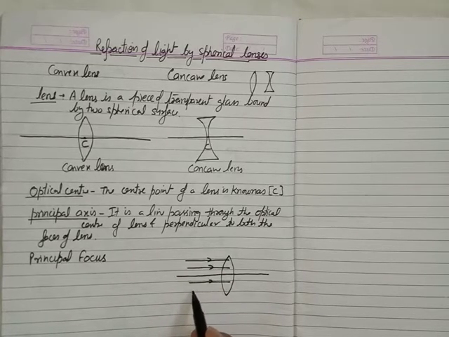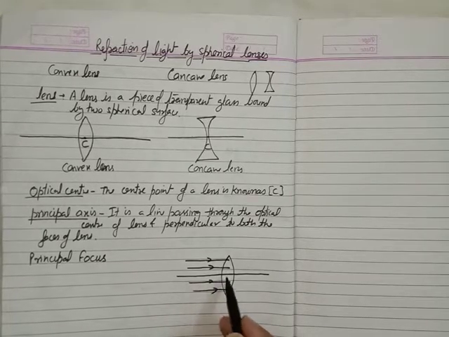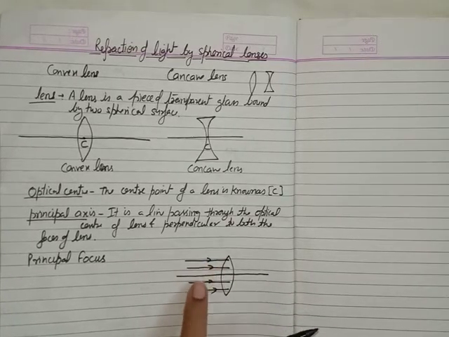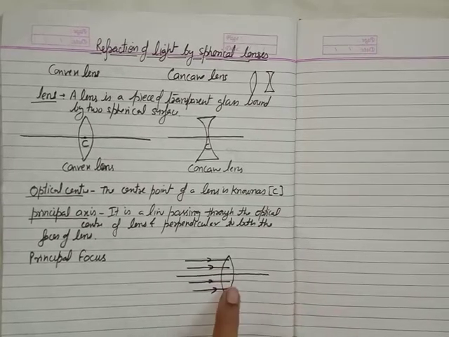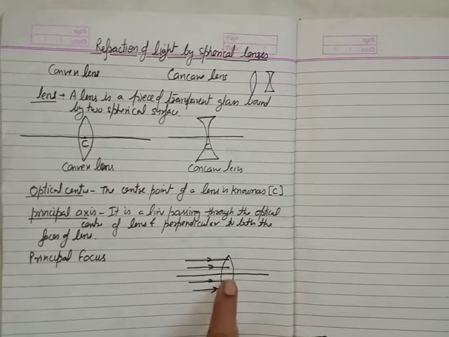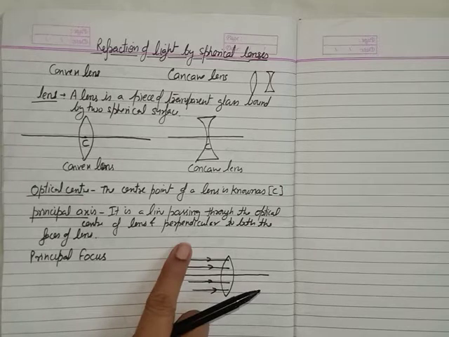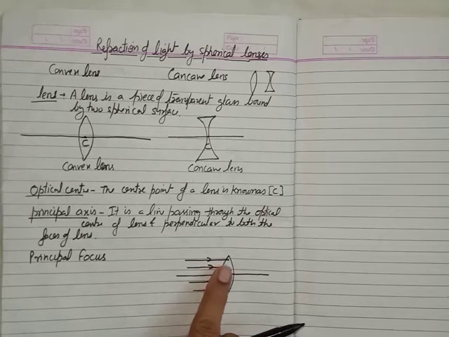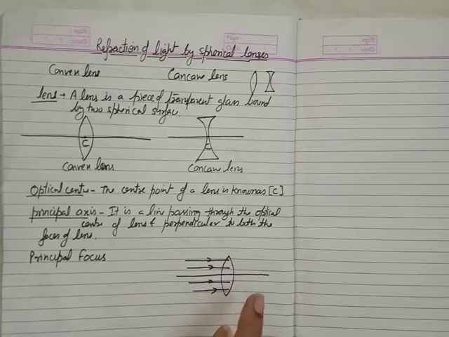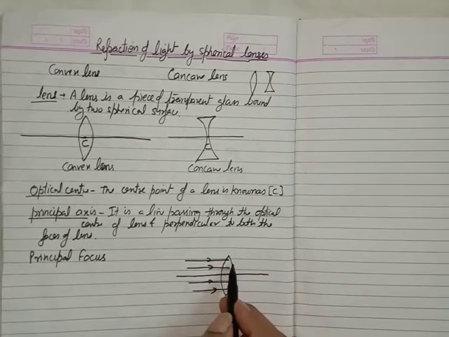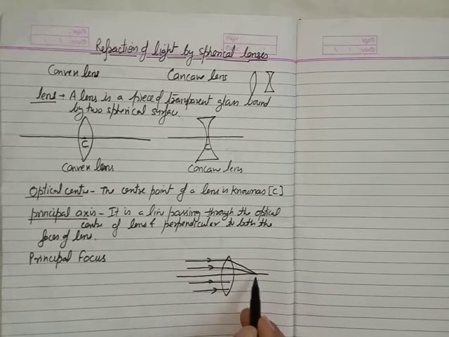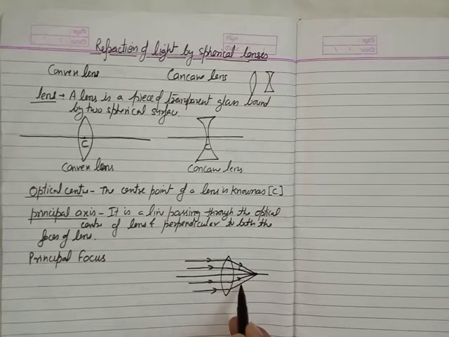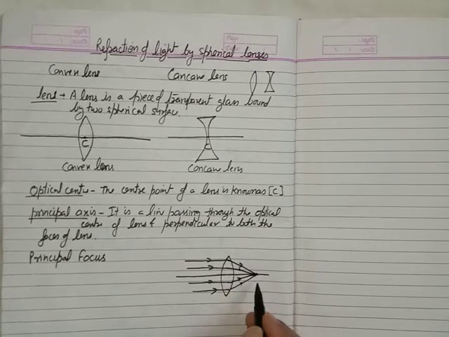What is our principal focus actually? The light rays which are coming parallel to the principal axis, initially parallel, after refraction from this lens, change their path. Why does this lens refract the light rays? Since it is made of glass, and glass is a denser medium as compared to air, the light ray is going to be bent. And after bending from this convex lens, the rays meet at a point on the principal axis, and this point to which all the light rays converge is called the principal focus.